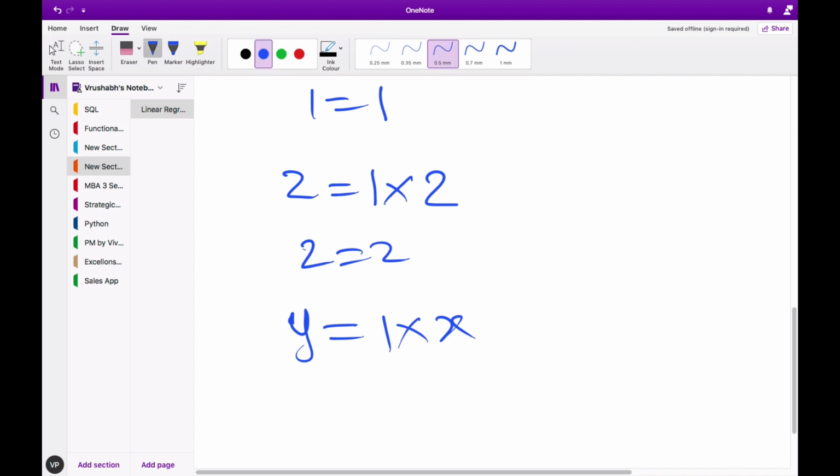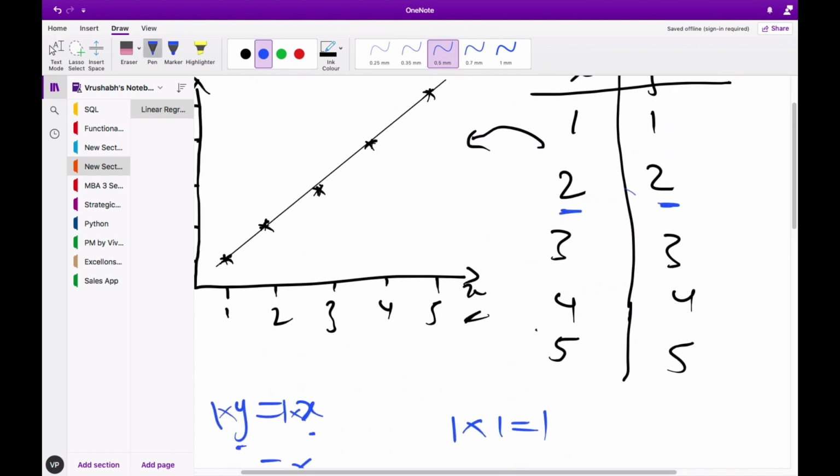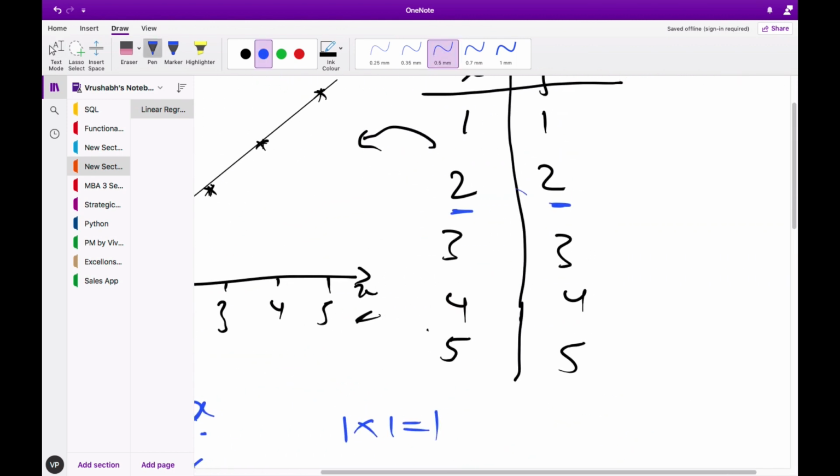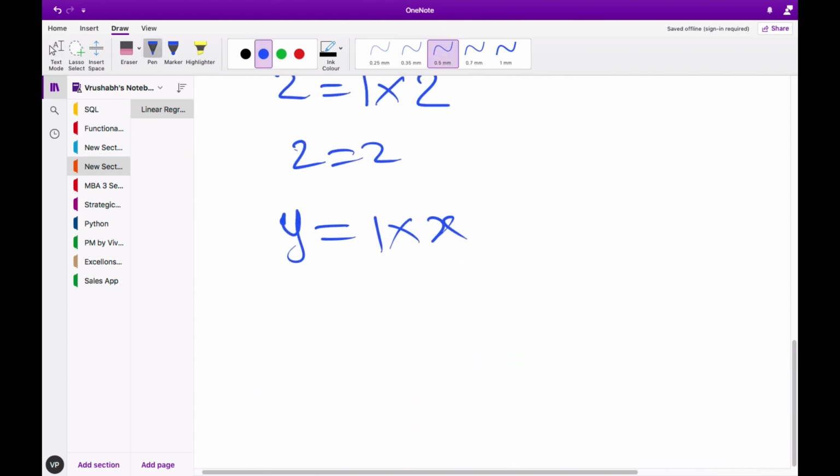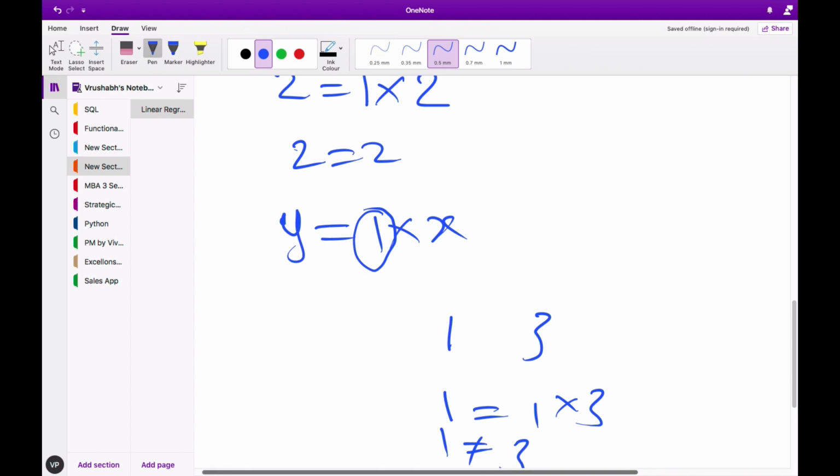There's a possibility that the values are not going to be the same. Like this one, I just gave a hypothetical example, where for each value of x, y is the same, and for each value of y, x is also the same thing. It's also possible that for each value of x, y is not going to be the same, and in that case, we cannot multiply it by 1. For instance, if y is say 1 and x value is say 3, we cannot say that 1 is equal to 1 times 3. It's not going to be the same, because 1 is never equal to 3.